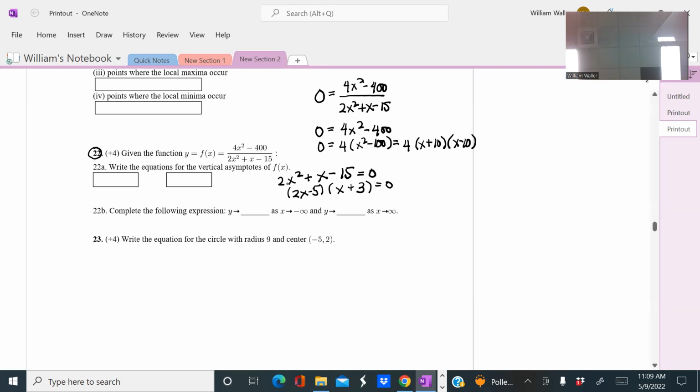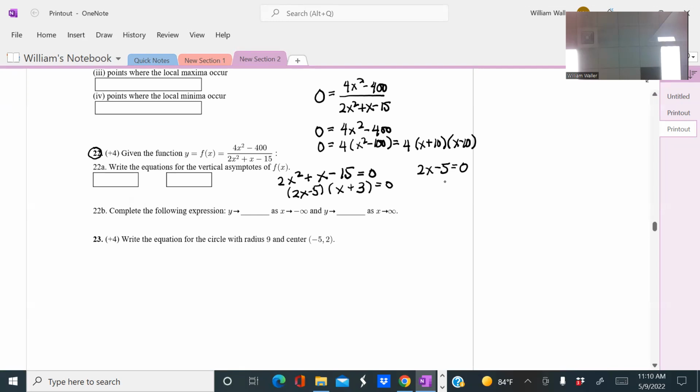2x times x is 2x squared. Minus 5 times plus 3 is negative 15. In the middle, you'll have 2x times 3, that's 6x, minus 5x. 6x minus 5x is plus x. So yippee, that does factor. So now just set your two factors to 0 and solve.